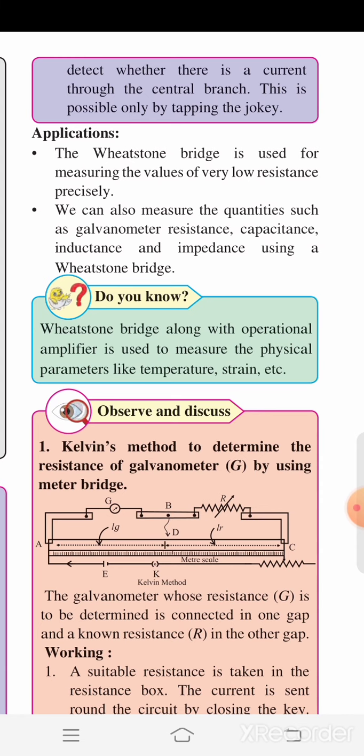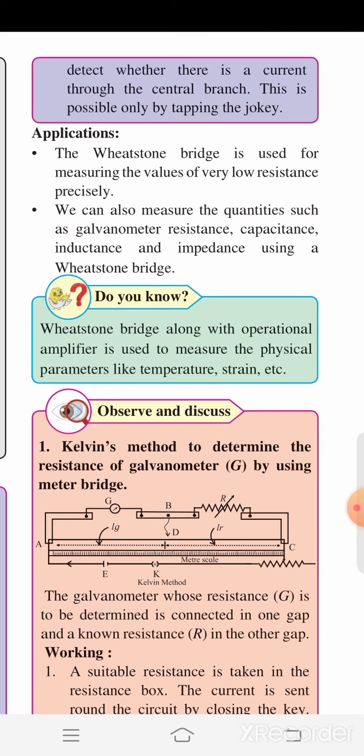After that, the second application is that we can also measure quantities such as galvanometer resistance, capacitance, inductance and impedance using such an instrument. That's why Wheatstone's meter bridge is a very useful instrument in the measurement of resistance having very low value precisely and accurately, as well as for the measurement of galvanometer resistance, capacitance, inductance and impedance.